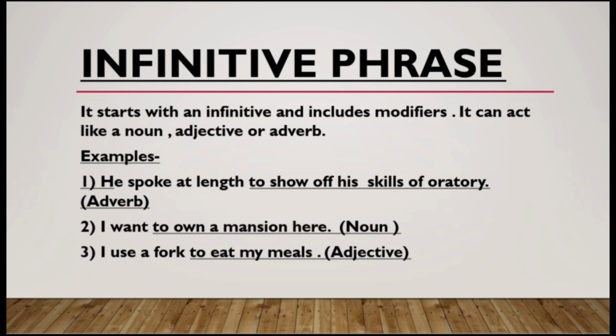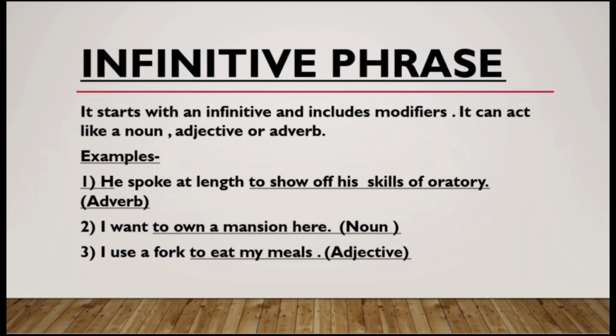If you see these examples here, he spoke at length to show off his skills of oratory. So I told you an infinitive phrase starts with to plus verb's first form, to show. To show off his skills of oratory is an infinitive phrase here, and it is acting as an adverb because it is describing what? It is describing the word spoke, so it is describing the verb. The infinitive phrase here is describing the verb spoke, which is there in the clause. He spoke at length is a clause here, and the verb speak is described by an infinitive phrase to show off his skills of oratory.